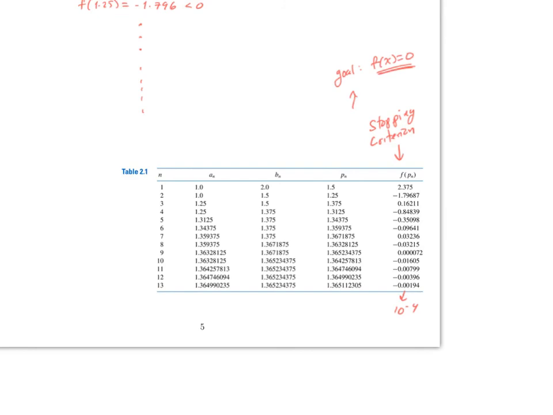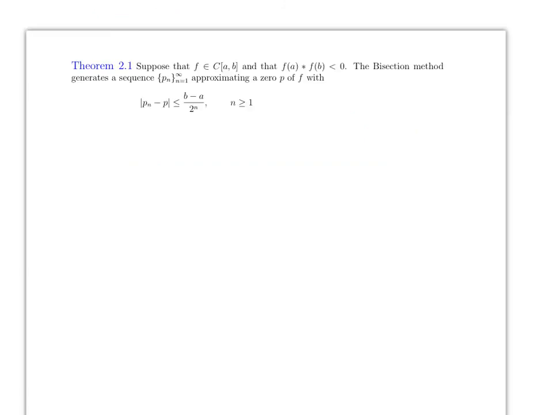All right, so let's go to the last page. The last thing we will do is theorem 2.1. It says the following. Suppose that f is a continuous function between a and b, and f of a and f of b have opposite signs. Then the bisection method generates a sequence approximating a 0 or a root p with the following rate of convergence.